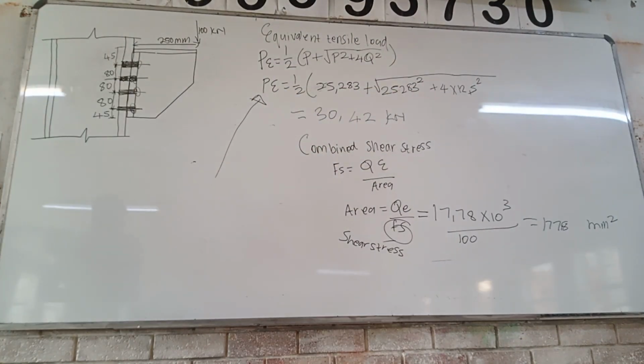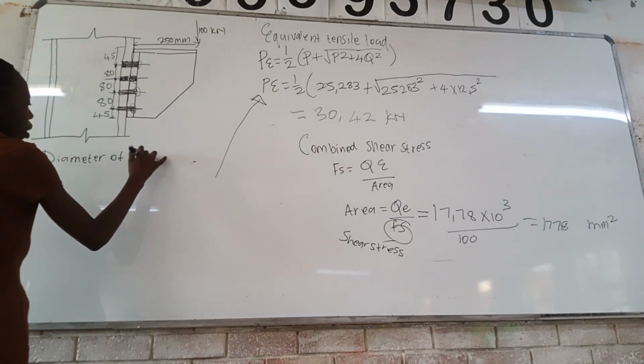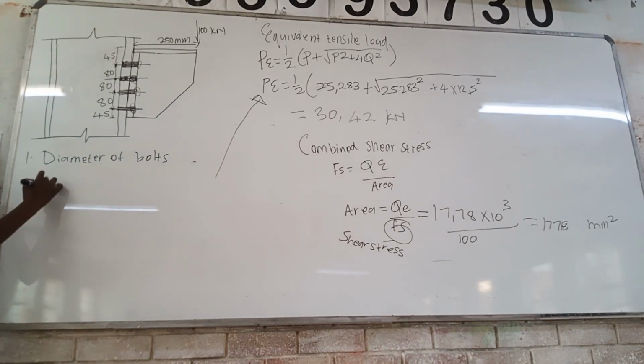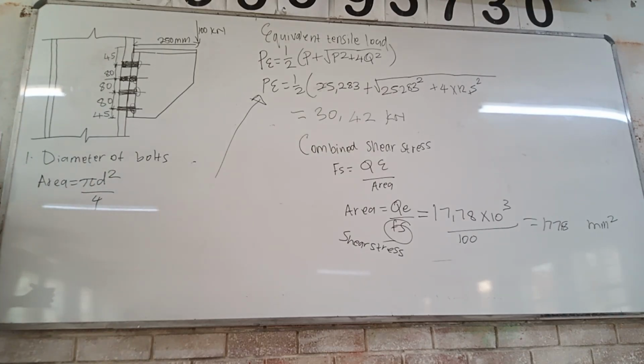Number 1, we are now answering the question: the diameter of the bolt. The formula to calculate the diameter of the bolt is area is equal to pi d squared over 4. Again, pi d squared over 4. We have tensile stress and shear stress, so we need to calculate two d's, one for tensile and one for shear.